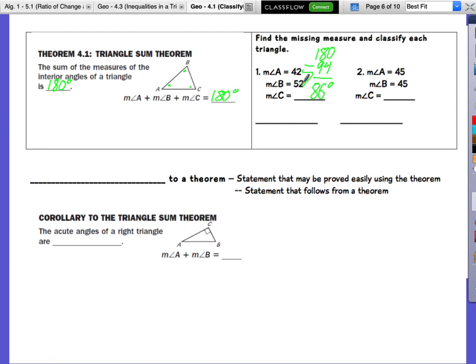So that means 42 plus 52 plus whatever angle C is has to add up to 180. So if we take the total, subtract the two we know, we'll find the one we don't. Very good, Gracie. So now, if we know these three angle measures, 42 degrees, 52 degrees, 86 degrees, what kind of triangle do we have based upon the angles? Faith?